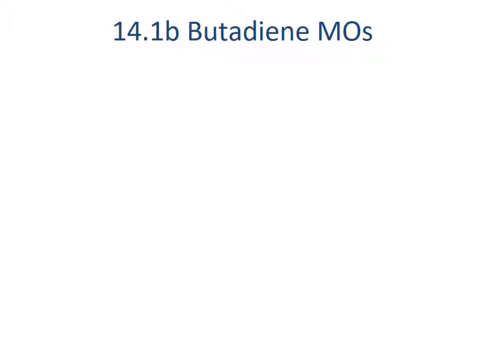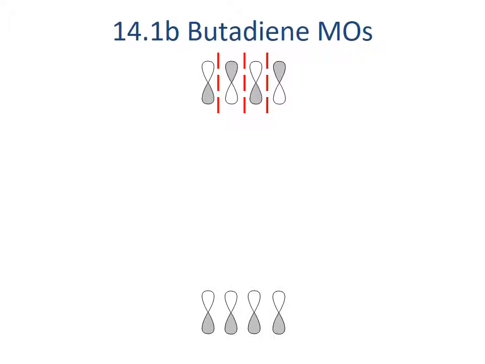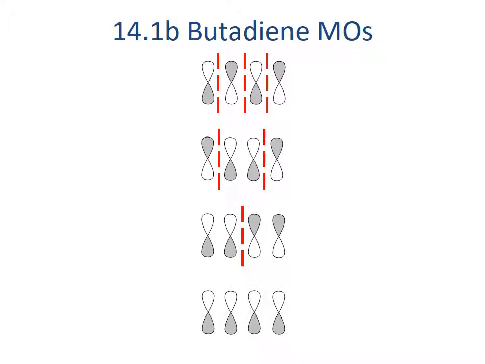Let's together build up the molecular orbitals for butadiene. It has 4 adjacent p orbitals. Try to draw the lowest and highest energy molecular orbitals first. The lowest energy orbital should have no nodes and look like this, while the highest energy molecular orbital has nodes between every single atom, 3 in total. The remaining molecular orbitals should have 1 node for the second lowest energy and 2 nodes for the third lowest energy, and will be arranged symmetrically, like so, and like so.